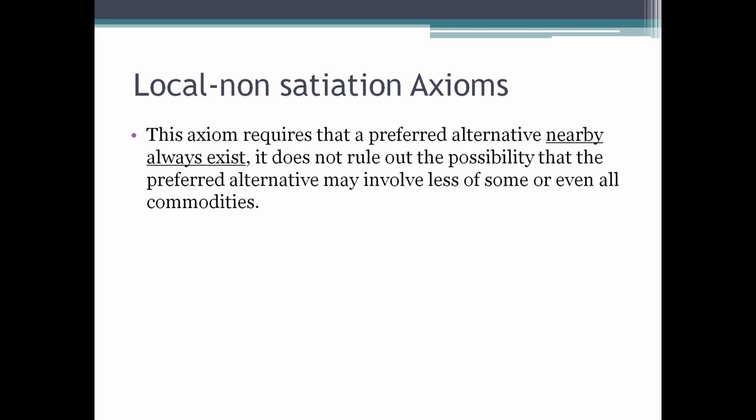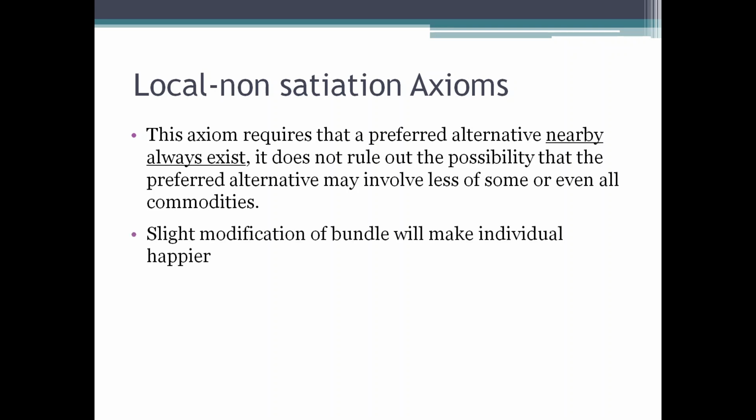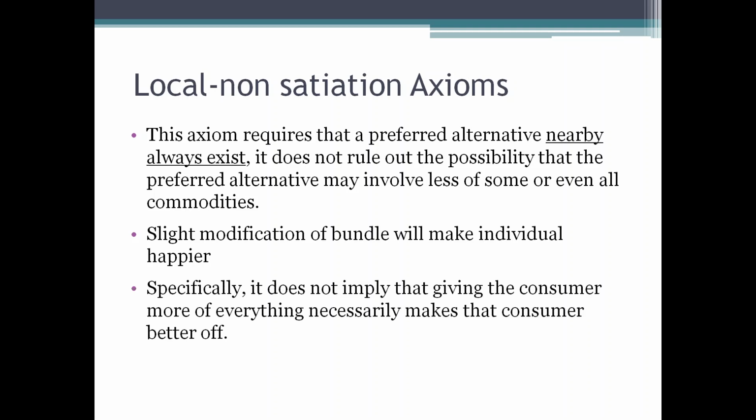Okay? A slight modification of the bundle, and this is a slight modification. I told you that this epsilon is a very tiny, small number, which will make the individual happier, will make him better off. Specifically, this axiom does not imply that giving the consumer more of everything necessarily makes that consumer better off. This assumption doesn't mean by all means that giving any consumer more of everything will make him better off.